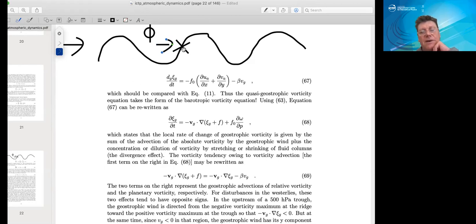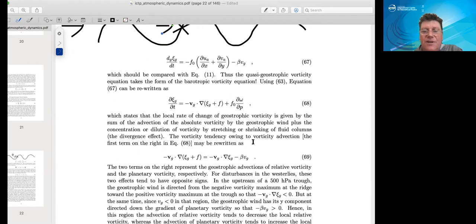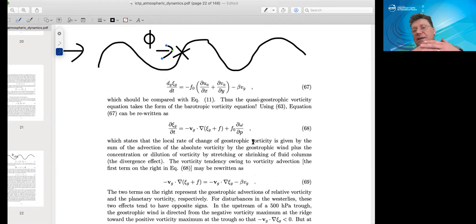But on the other hand, we have this other term here. Since we have northerly flow in this case, this is positive. So the advection of planetary vorticity is negative. So that would reduce the tendency of vorticity here. So there's a general tendency for these two advection terms, the advection of relative and the advection of planetary vorticity, to cancel each other.